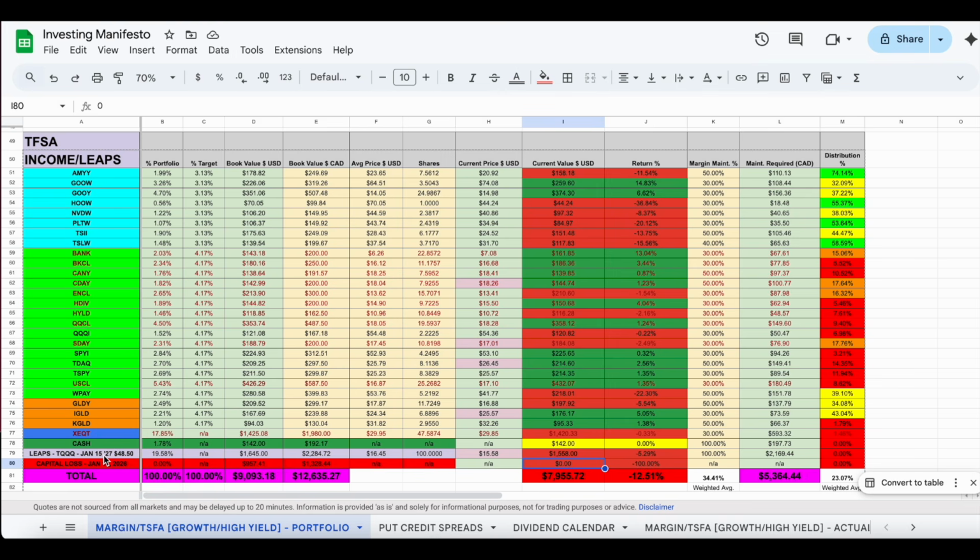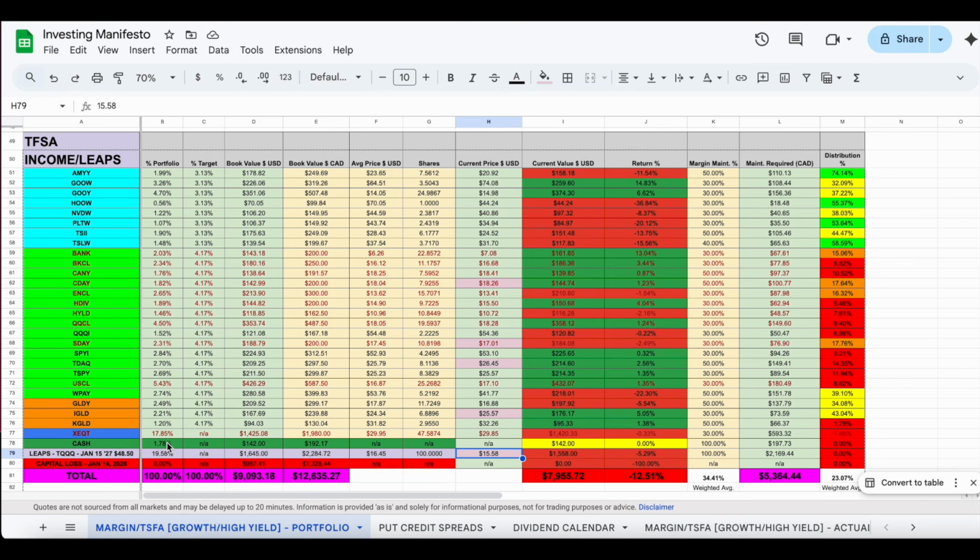It's a long LEAP. It's a call option that I bought for January 15th, 2027 at $48.50. I paid $16.45 per share for the contract, and the current price is $15.58, or that's the mid price. They give you an average. So we're down right now, and I have to update that number by myself because my sheet does not draw options, which is kind of annoying.